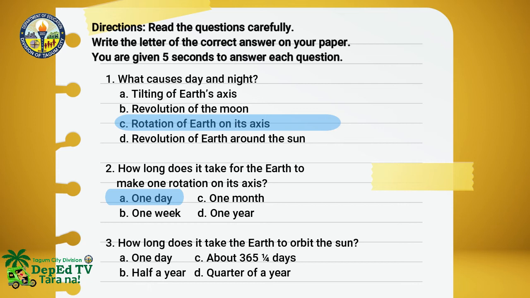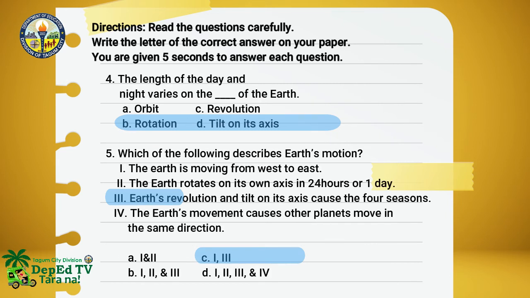Number 3. How long does it take the Earth to orbit the Sun? Letter A, 1 day. Letter B, half a year. Letter C, about 365 and 1/4 days. Letter D, quarter of a year. The correct answer is letter C, about 365 and 1/4 days.